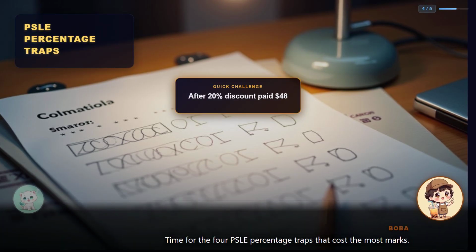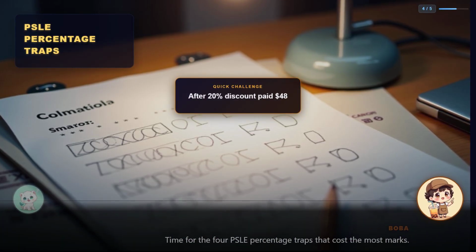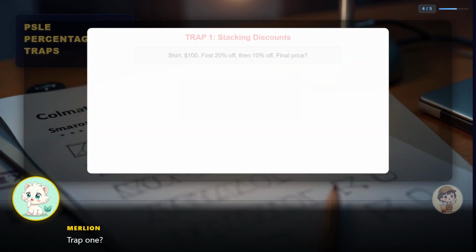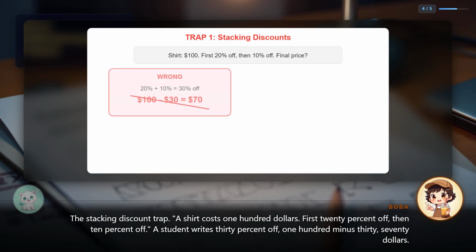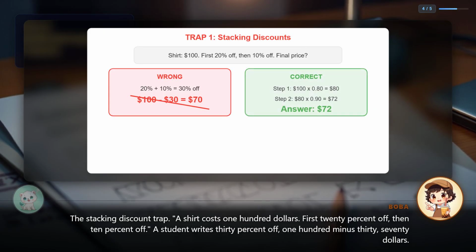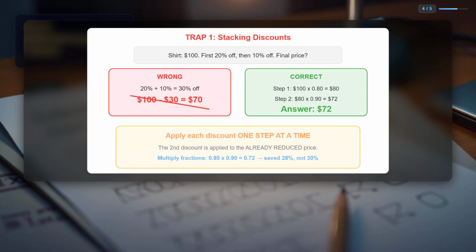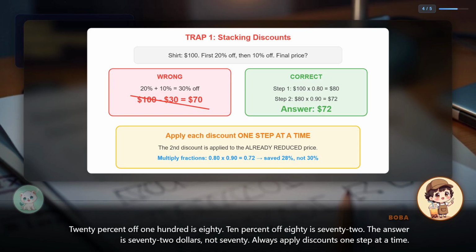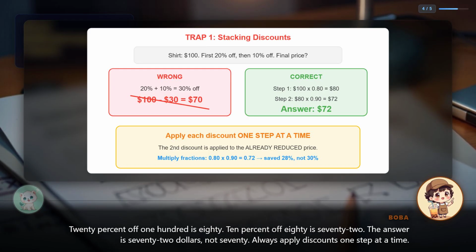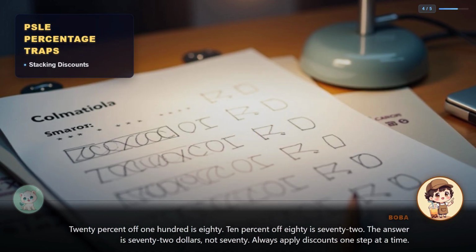Time for the 4 PSLE percentage traps that cost the most marks. Trap 1? The stacking discount trap. A shirt costs $100. First 20% off, then 10% off. A student writes 30% off. 100 minus 30, $70. But we just learned those do not add. What is the correct answer? 20% off 100 is 80. 10% off 80 is 72. The answer is $72, not 70. Always apply discounts one step at a time.